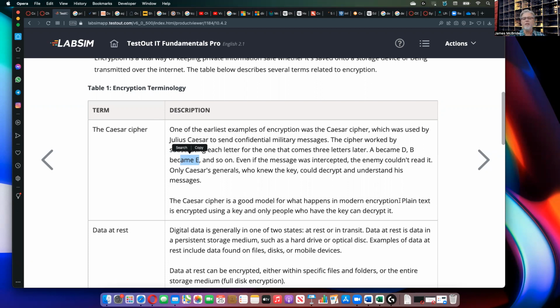So that's the idea. You take plain text and you mix it up, encrypt it, and you use a key that only you can understand or the computer can understand or the receiver can understand. And that's how encryption works.